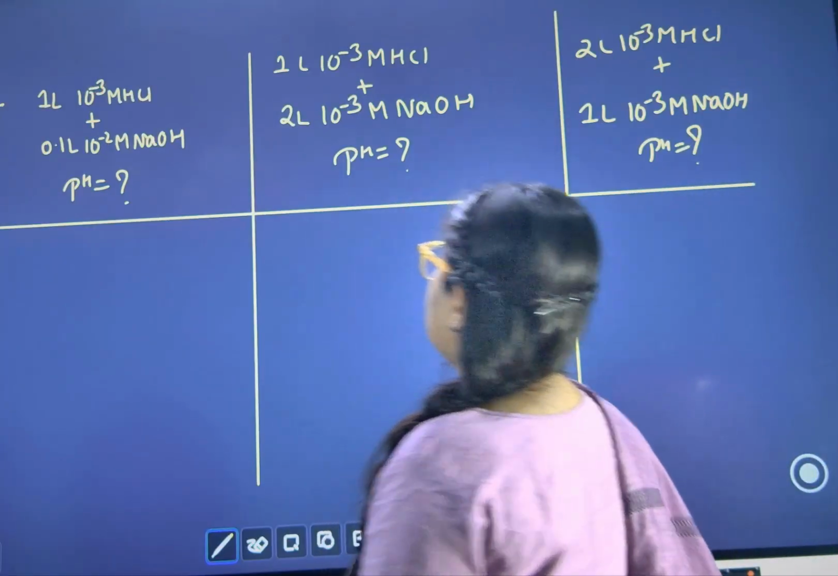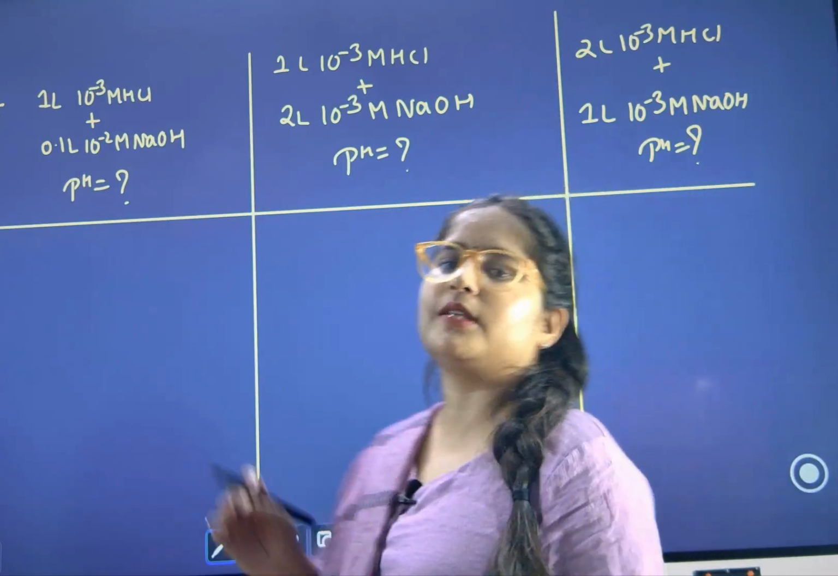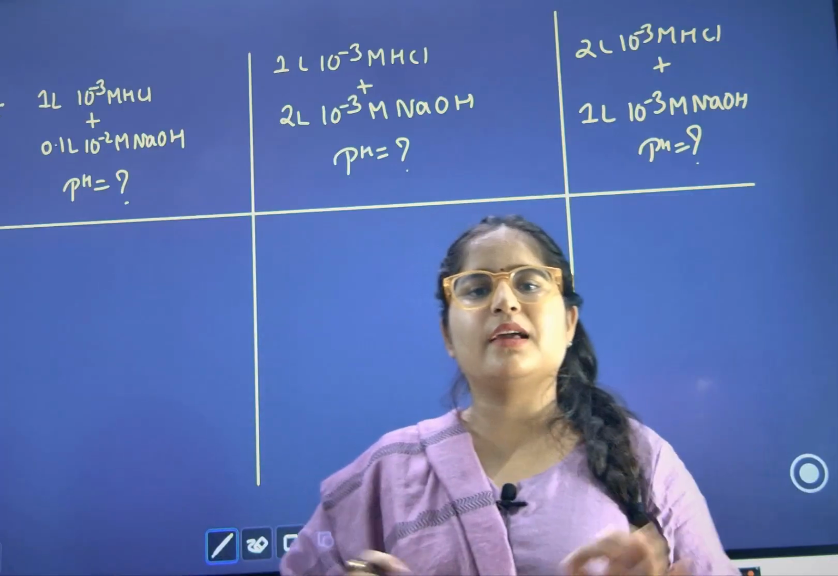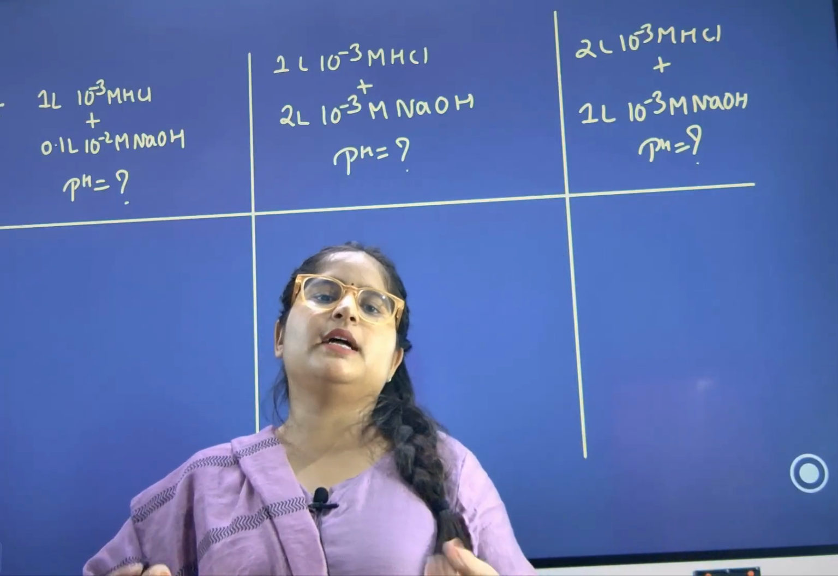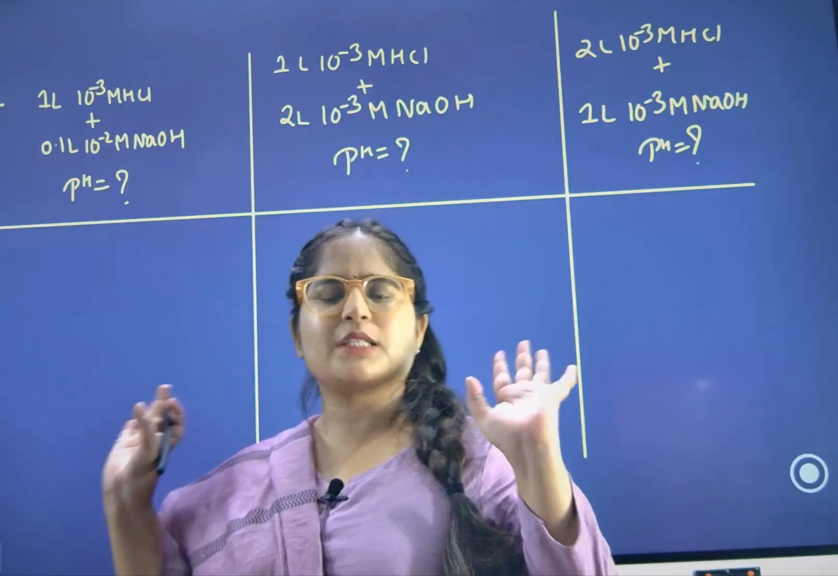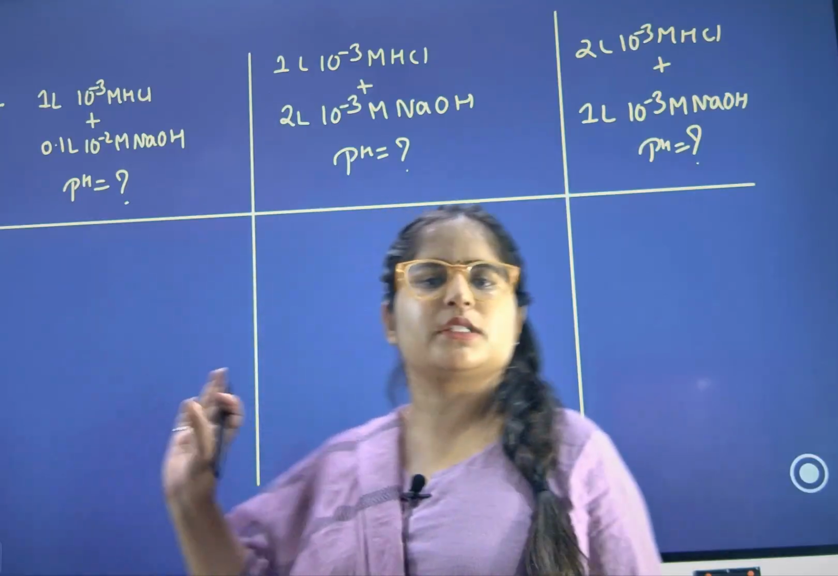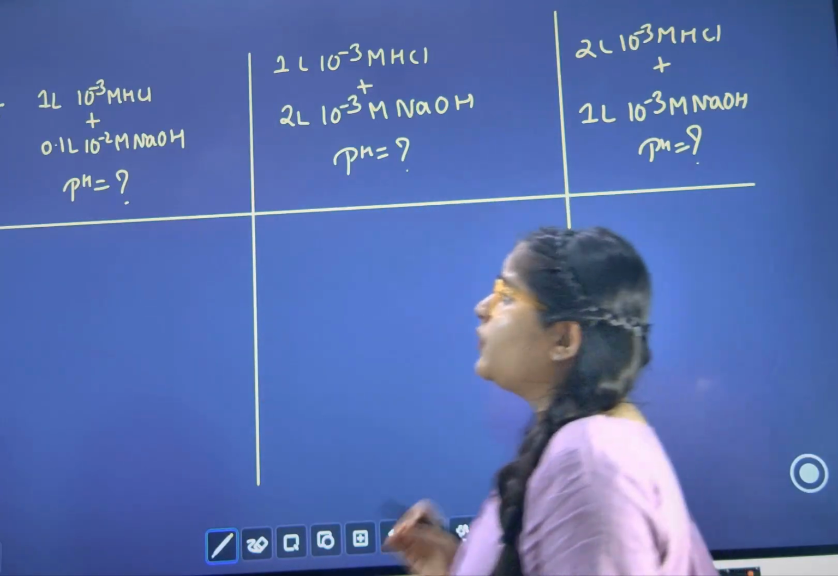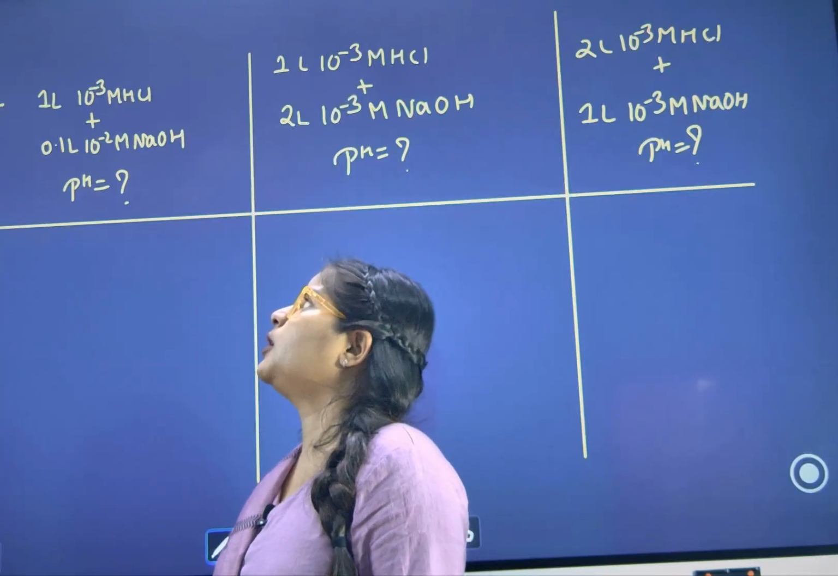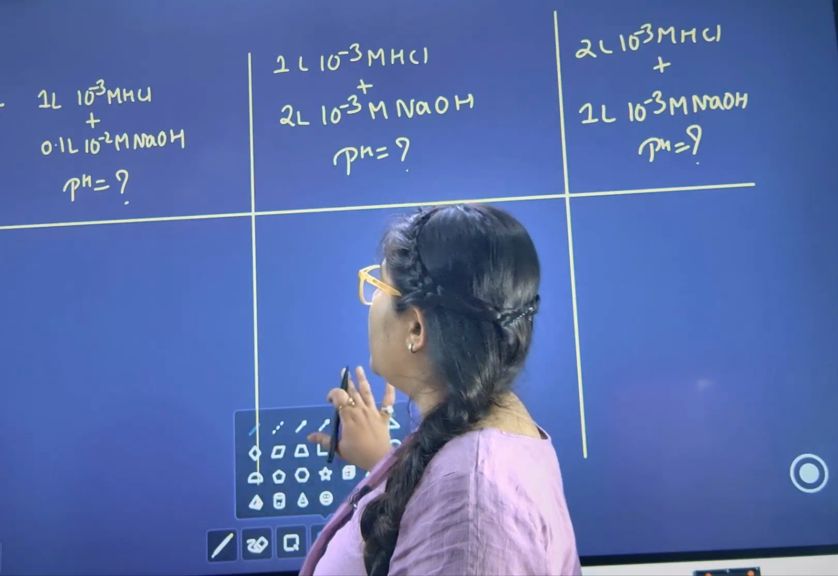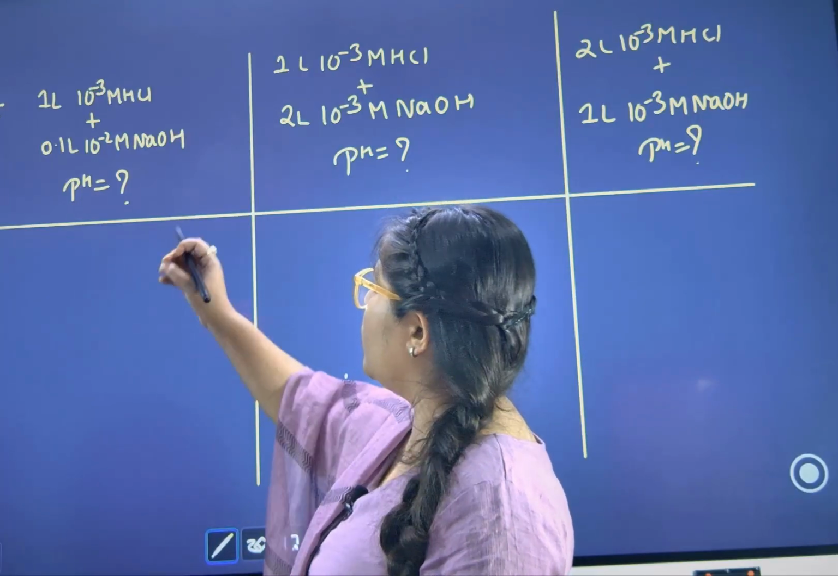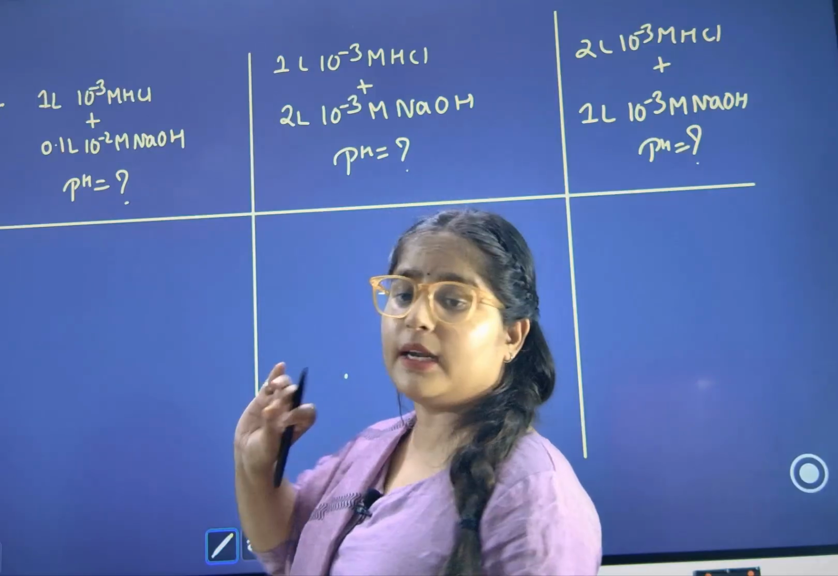Now let us solve one question. Okay, fine. So you will get a conceptual clarity of the entire mixture of strong acid and strong base. Not a single question will be asked more than that. Each and every case I have discussed in this question. The first question is saying 1 liter 10 to the power minus 3 molar HCl. Next is 0.1 liter 10 to the power minus 2 molar NaOH.